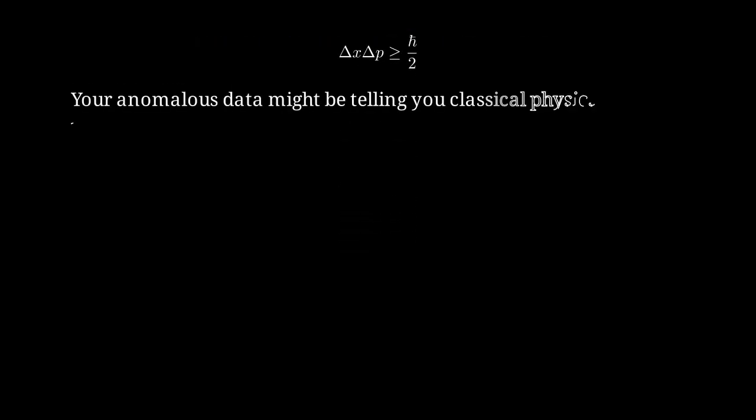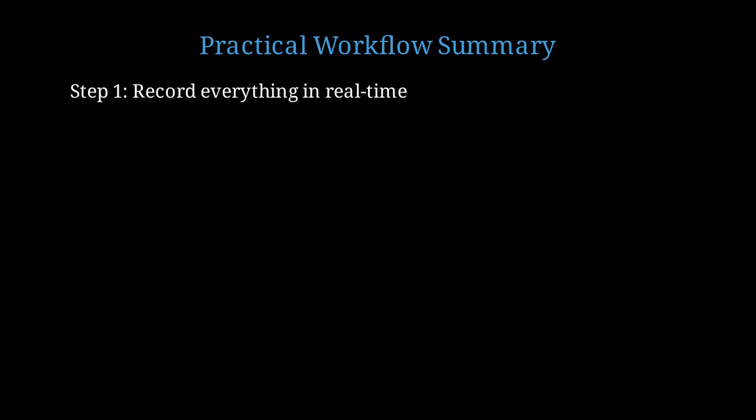If you had discarded the anomalous atomic spectra data because it didn't fit classical theory, you would have missed the entire quantum revolution. Let me summarize a practical workflow for handling your experimental data properly. Step 1. Record everything as you measure it. Don't wait until the end of the day. Real-time documentation prevents memory errors.